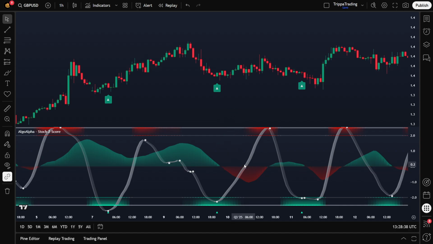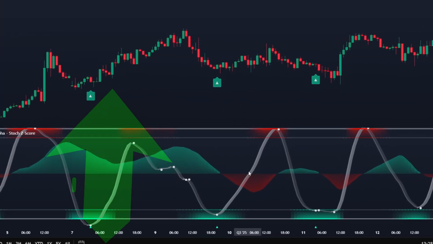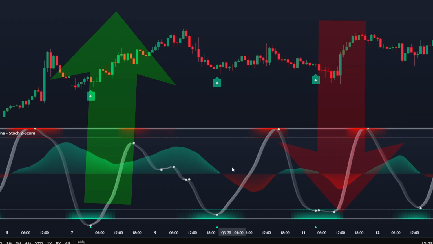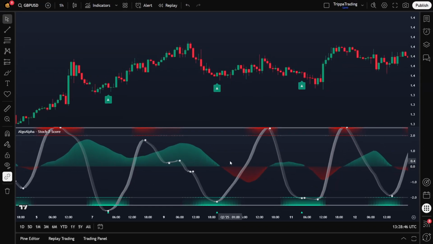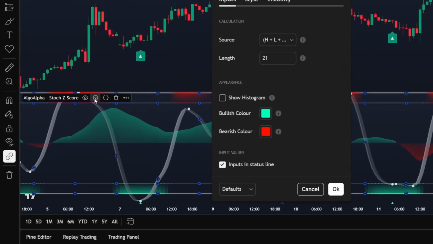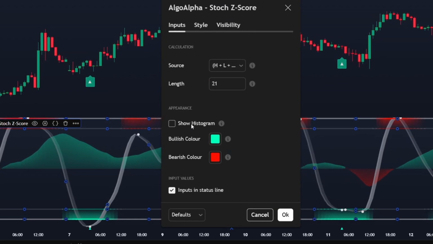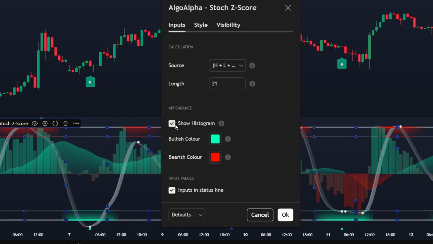What this indicator does is measure how far price is moving above or below its average, then smooth it with extra filters so you get a clear momentum signal. In the settings, you can open the settings from here. You'll notice an option to turn on the histogram. This shows the strength of momentum. This histogram is useful for longer-term momentum, while the main oscillator line is better for short-term changes.